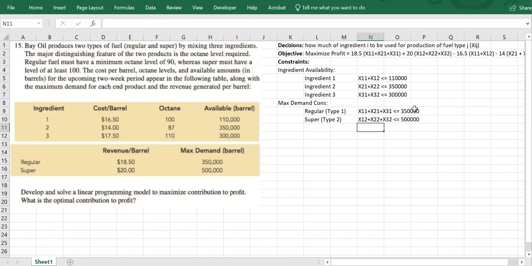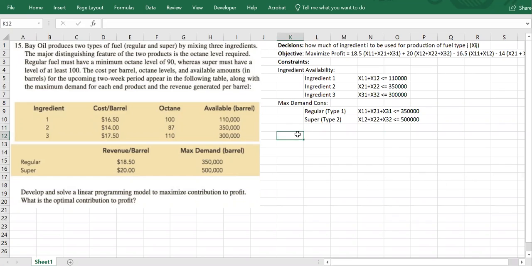All right, so you won't be able to sell above these amounts, so you shouldn't produce above the maximum demand. And you can't violate the supply constraints. You don't have more than 110,000 barrels of ingredient 1, so you can't use more than that for production. So this is what we're doing here. And then, like I said, we have two more constraints to consider: the minimum octane level of regular and super fuel types.